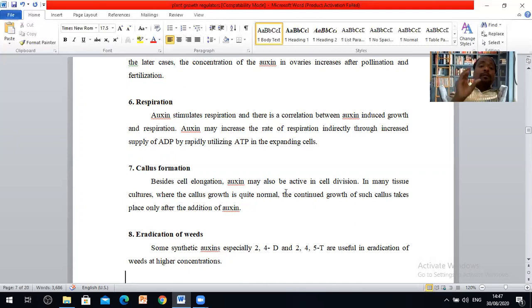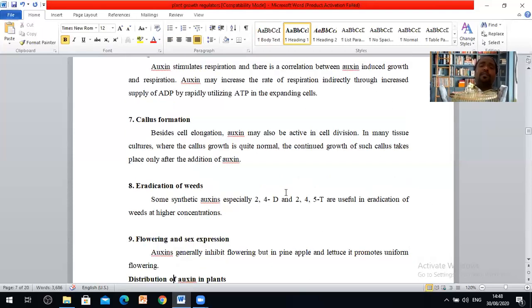So the callus formation, that is, the mass of loosely arranged parenchymatous cells, is also promoted by the auxins. Now, the eradication of weeds.